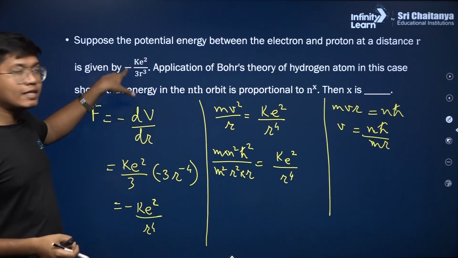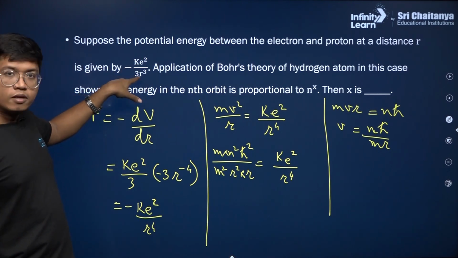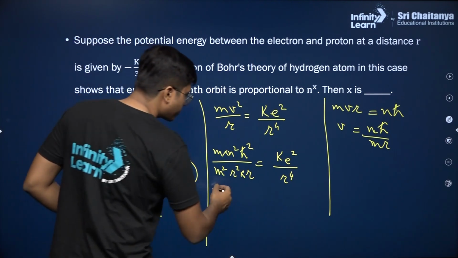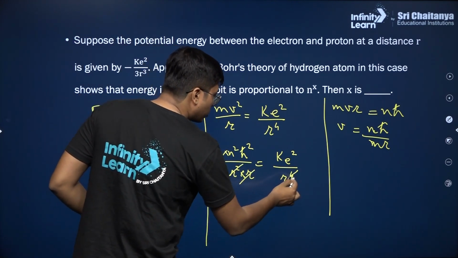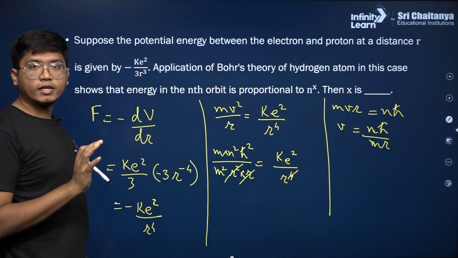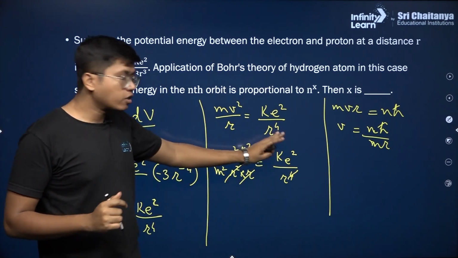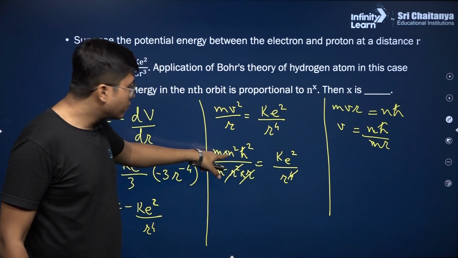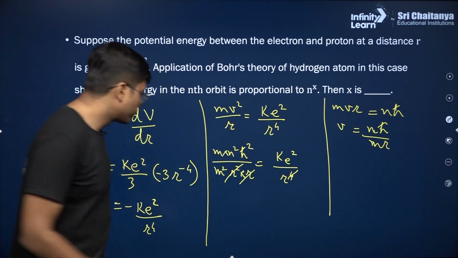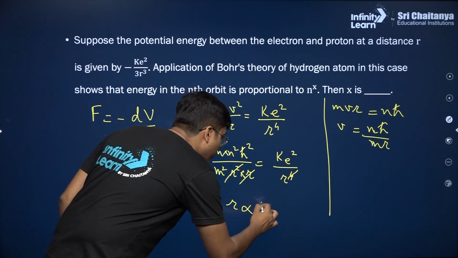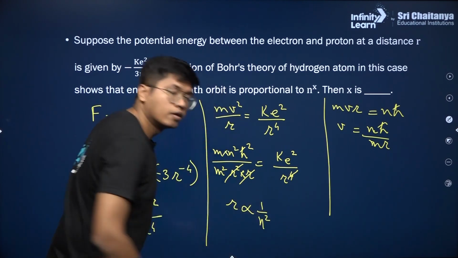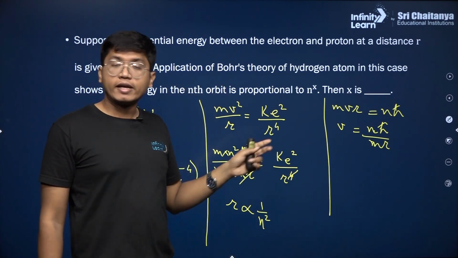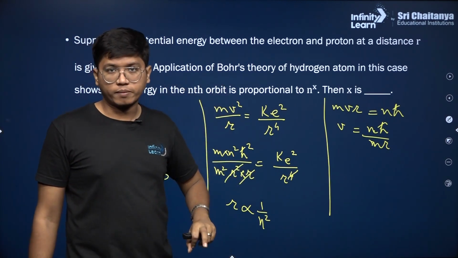And over here the only thing that can depend on the nth orbit is r. So we need the relation between r and n. If you look from here, r cube and r cancel out, so you're only left with one r over there. All the other things are constants, we don't deal with that. We only see that this r is inversely proportional to n square. And see, this changes things, because normally r is proportional to n square. Here it is inversely proportional to n square.